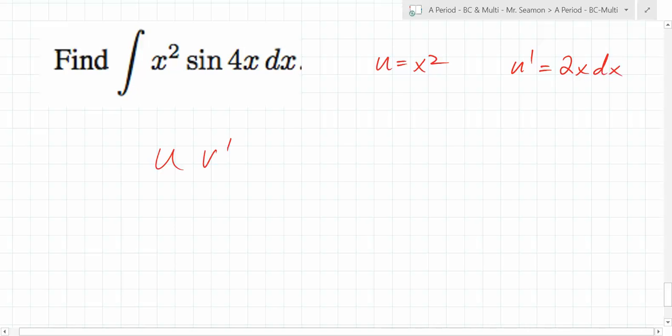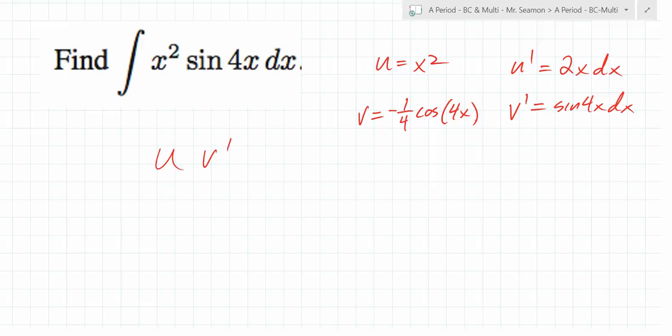2x dx. Okay, if that's the case, if we pick u is equal to x squared, what's v prime going to be? Sine 4x dx. So if that's v prime, what's v going to be? Minus 1 over 4 cosine of 4x. Derivative of cosine is negative sine, so it cancels with the negative. Chain rule kicks out the 4, and the 4 cancels with the 1/4.